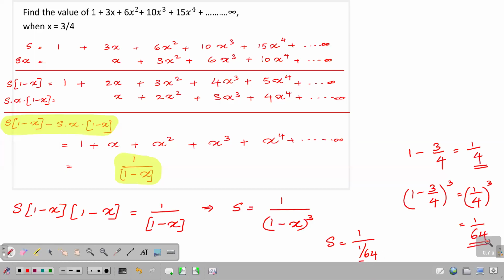So upon simplification, can you tell me what is the value that you are going to get? Put it in the chat box, please. What is the value you are going to get? S will be nothing but 64. Here we go. We got the answer, 64. Find the value of this given expression when x is 3 by 4.